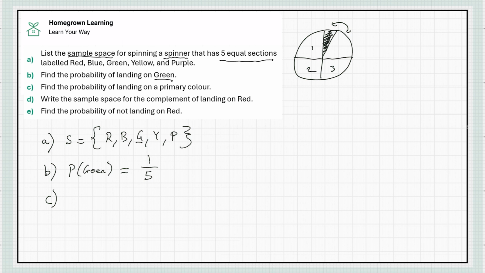Alright, what's the probability of landing on a primary color? So the probability of a primary color. Now if you don't know, the primary colors are red, yellow, and green. Alright, so those are our 3 favorable outcomes, red, green, and yellow. So there are 3 favorable outcomes, and again there are only 5 total outcomes. So our probability of landing on a primary color is actually quite high.